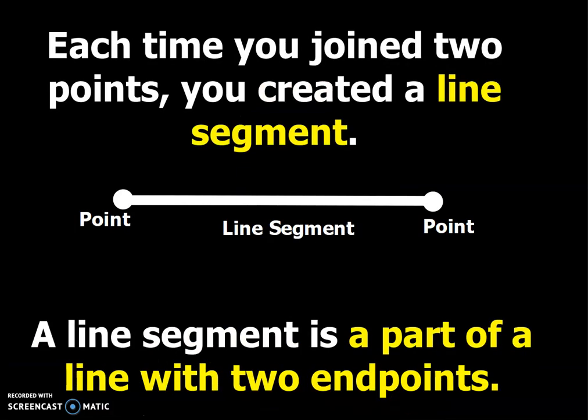Each time you join 2 points, you create a line segment. So I have a point, and when I connect them, dot to dot, I have a line segment. If you make a fist with your left hand and you make a fist with your right hand and imagine a line going between each of those, that's a line segment. One fist for each point. A line segment is a part of a line with 2 endpoints. Don't forget to write these down.